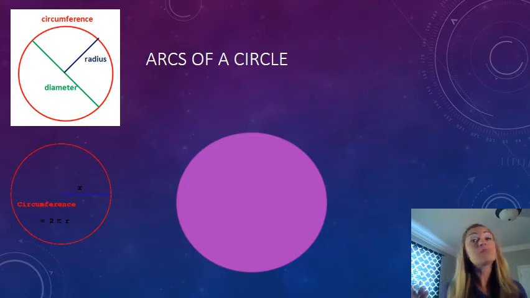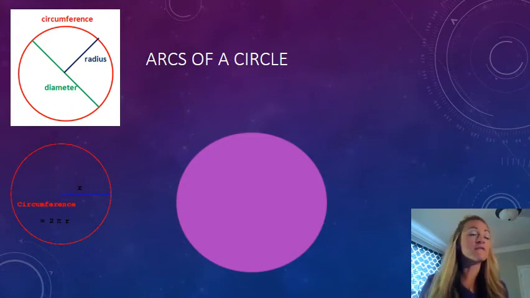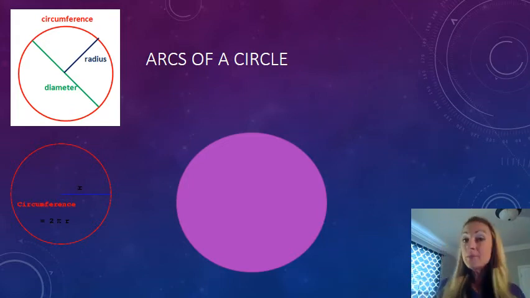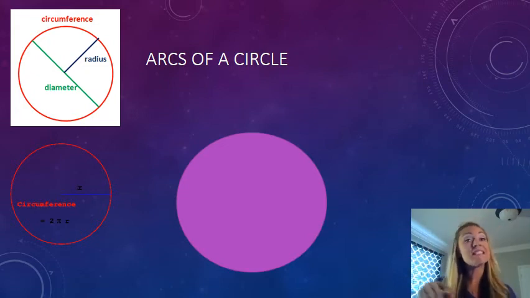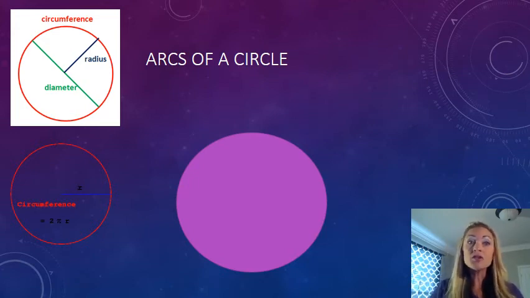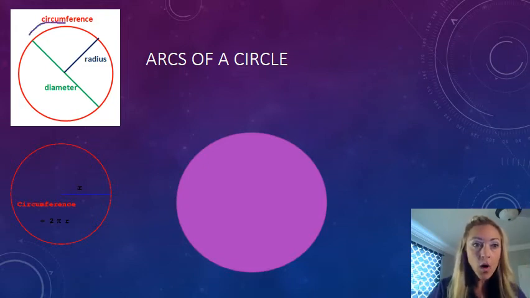Now we're going to talk about circumference. Circumference is just a fancy word for the perimeter or the outside edge of the circle. So it's really just the distance all the way around a circle. So here you can see the different parts of the circle. The circumference is that red line that's going all the way around.